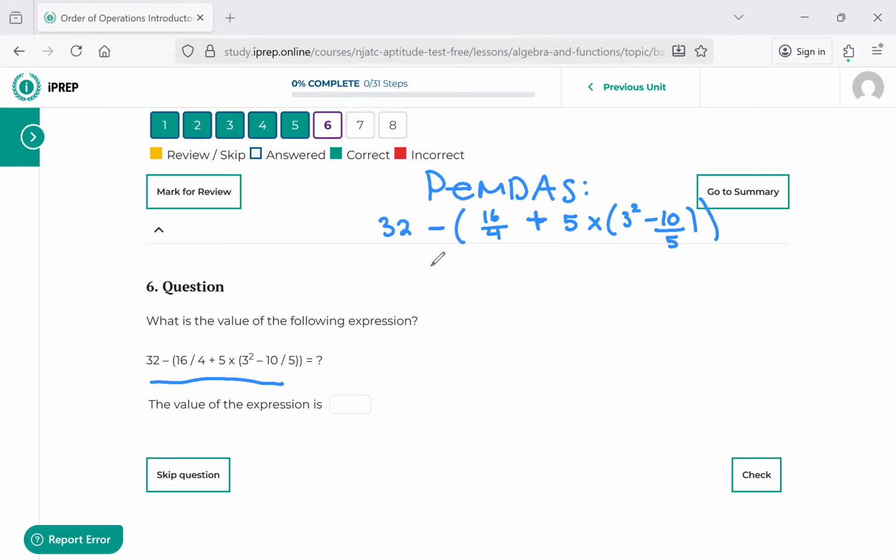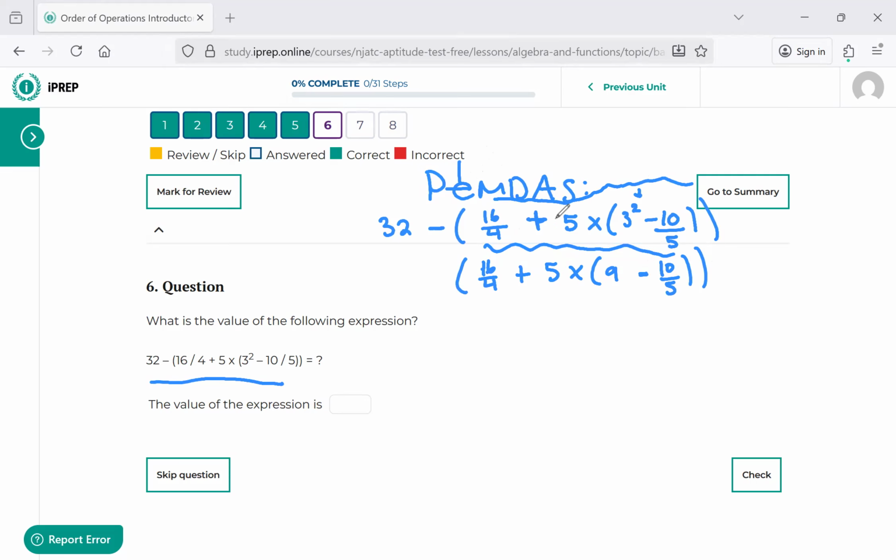parentheses. Okay, so we have to do the parentheses first, right? That's our order of operation. And we have to do PEMDAS twice because inside this parentheses, we have a lot of order of operation. What do we do first? So inside this parentheses, what do we do first? Do we have an exponent? Yes. The exponent is 3 squared. So just bring down the stuff you haven't done. 3 squared is 9 minus 10 over 5. Parentheses. Okay. Exponent's good.